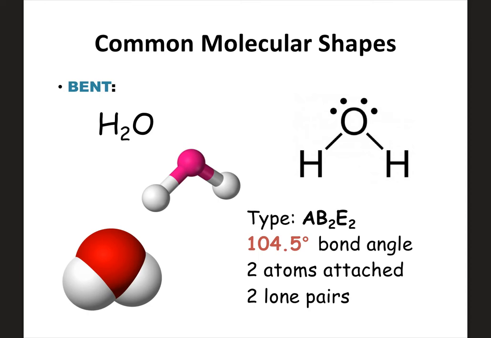So if you're looking at water here, the center atom is your oxygen. There's 2 things attached, 2 hydrogens, and there's 2 lone pairs on that center atom. So that's what makes this shape bent. There are electrons in these bonds, and they are kind of bending down to get away from the lone pairs that are on that center atom. So anytime you have 2 atoms attached to the center and 2 lone pairs on the center, that shape is bent.